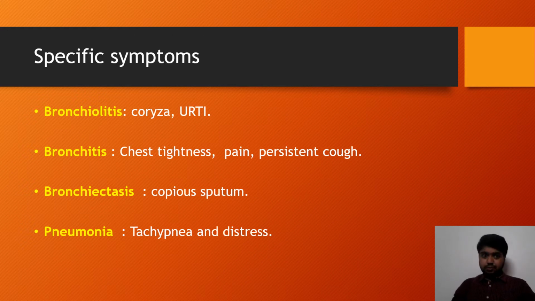Then specific symptoms. In bronchiolitis, most of the time infants present with coryza and URTI symptoms. Painful cough, persistent cough and some chest tightness are the features the child complains of in bronchitis. Copious sputum production, where the child coughs up a lot of sputum, and the mother says jars full of sputum daily, is bronchiectasis. Tachypnea and distress, where the child is silent and breathing heavily with retractions, is pneumonia.